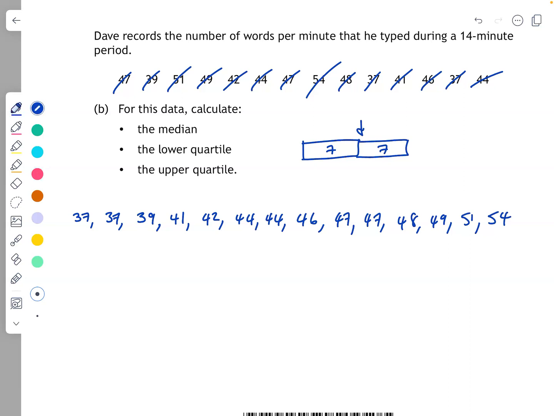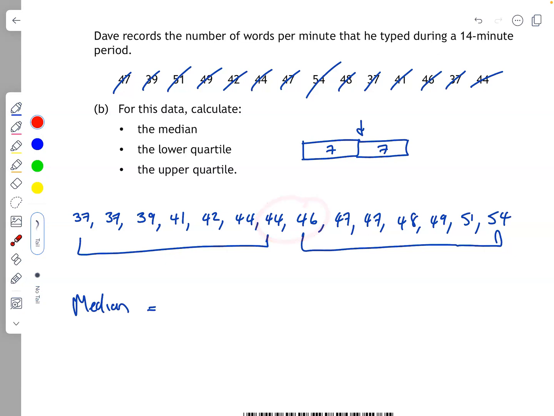So I've got a grouping of 7. I'm just going to count this: 1, 2, 3, 4, 5, 6, 7. So it's going to be between these two. So let me just do my groupings. That's my first 7, and that's my last 7. So the median is going to be exactly between 44 and 46. So you do 44 plus 46 divided by 2. Here it's easy because it's just the number in the middle of 44 and 46. So it's going to be 45.